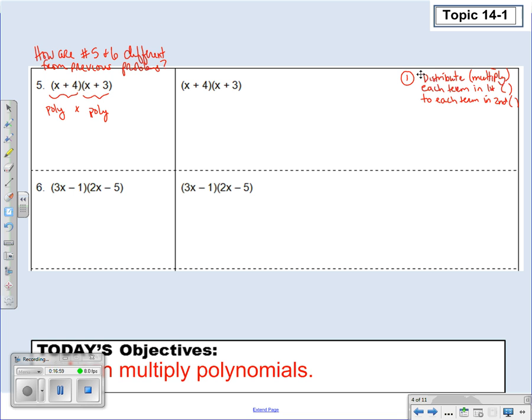My first term is this x. So I need to make sure that this term x gets multiplied by each term in the second parenthesis. So I'm going to do x times x. And then we take that same x and we're going to multiply it times the 3. Now, I want to take my second term that's in the first parenthesis and multiply it by each term in the second parenthesis. So this is 4 times x, and then 4 times 3.